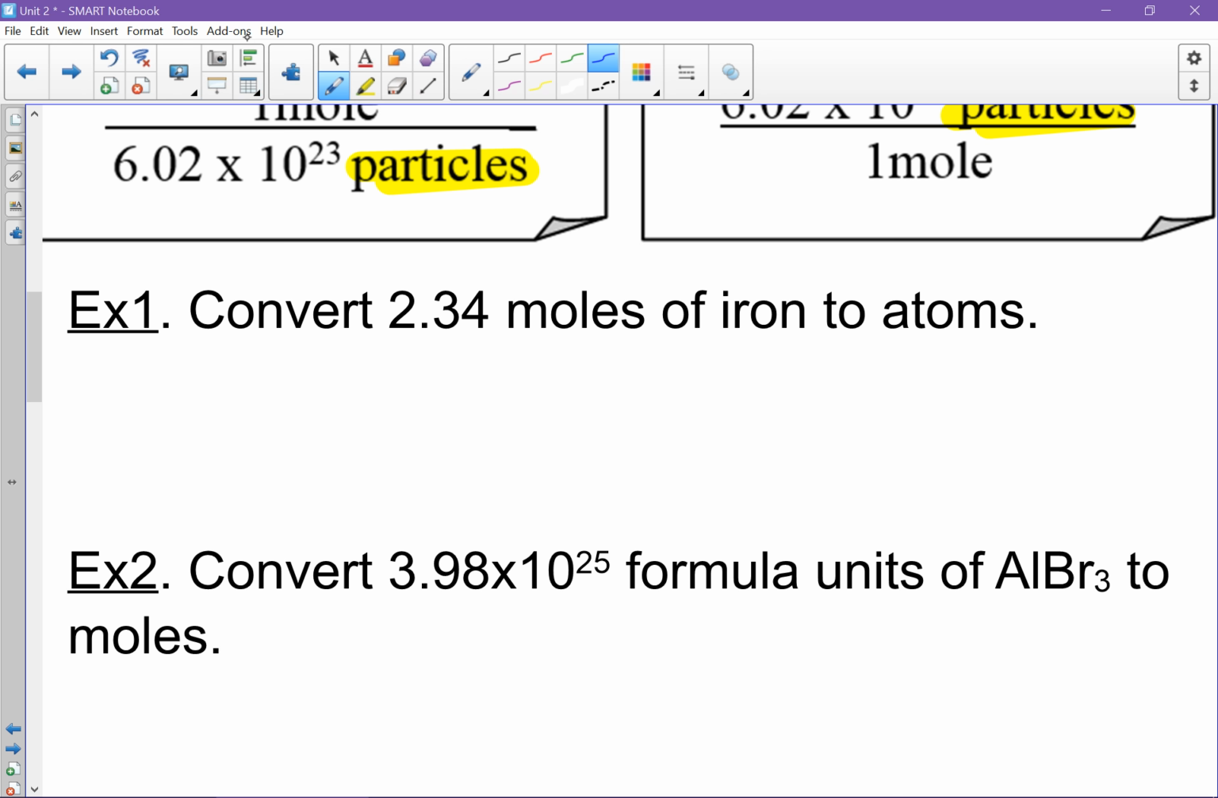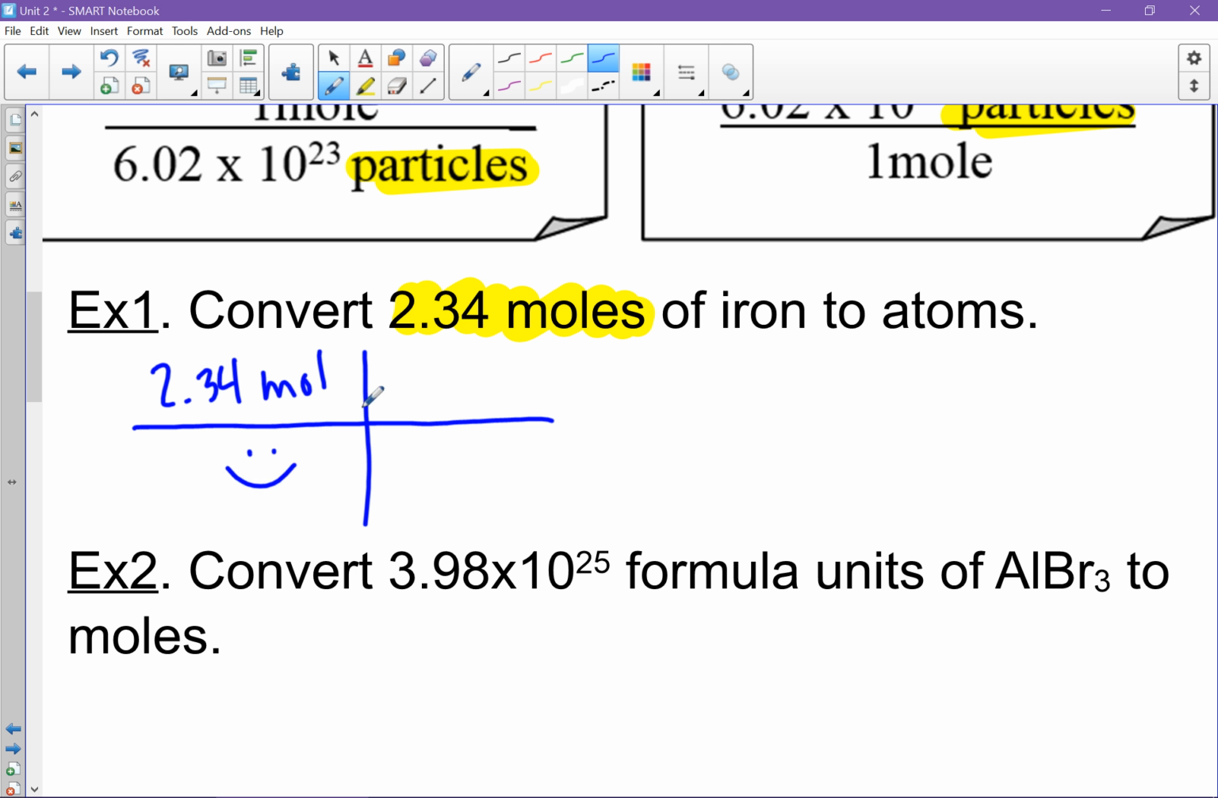So let's see what we can do. Here's the number that I'm given in the problem. Remember your fences, that's where you start. 2.34 moles. Nothing down here, and remember what's up goes down, so I'm going to put mole down here. Now I want to turn this into atoms, so that goes on top. And then you're just going to think about the numbers. Mole always gets a 1 with it.